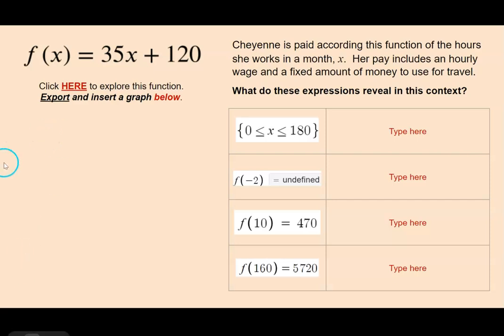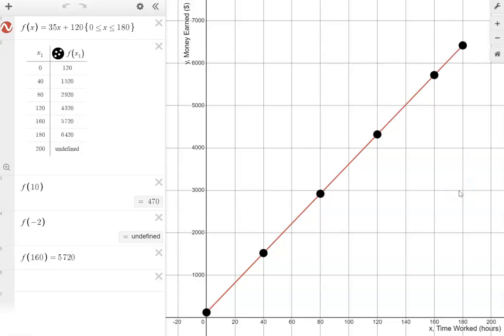So here we have Cheyenne, and she is paid according to a function. She gets an hourly wage, and she also gets an extra amount of money for her travel. They will click on this link, and when they do, it's going to open up a graph in Desmos. So here we have the graph. It's completely done, so they have lots of stuff to look at in here. I included a table and equation, a restricted domain, and a few function values. Then they are supposed to look at this and try to make sense of what's happening.